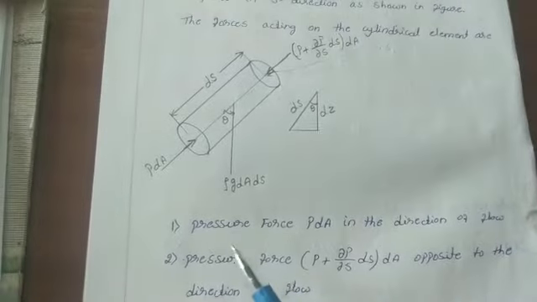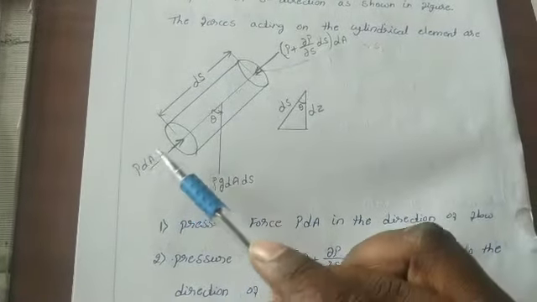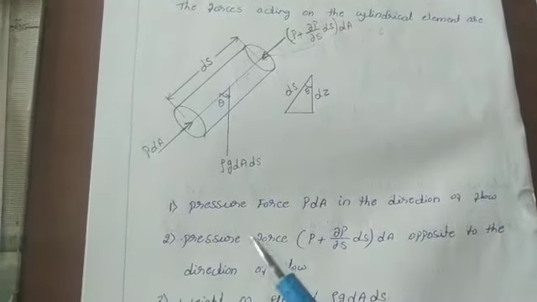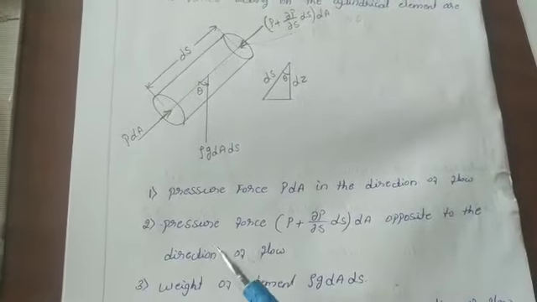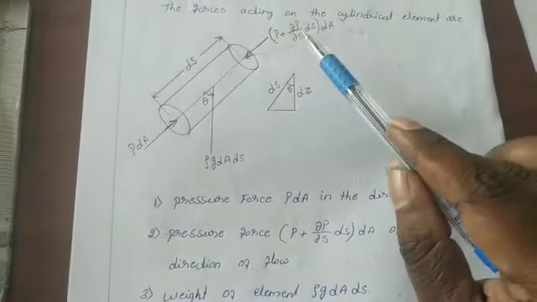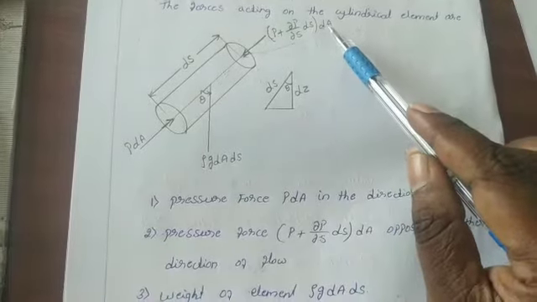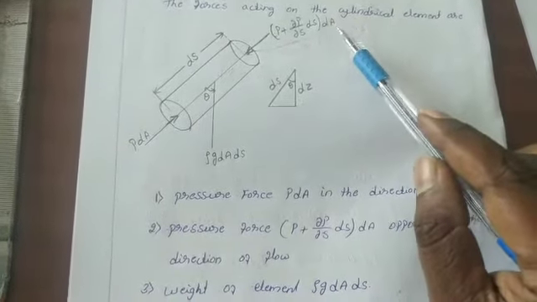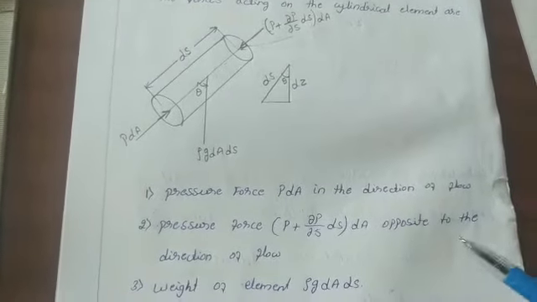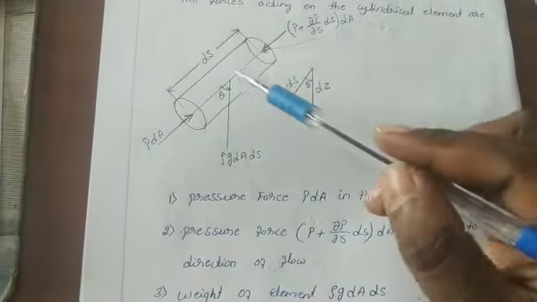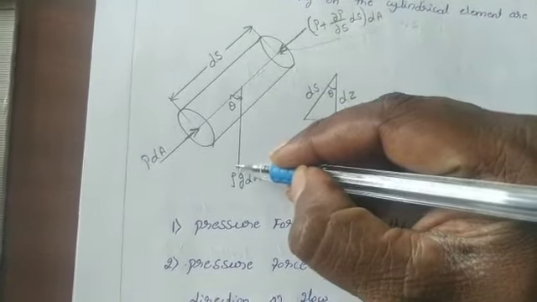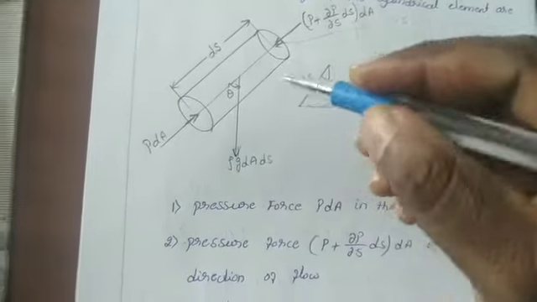The first one we call the pressure force, P dA, in the direction of flow, and also the pressure force in the opposite direction, that is P plus dou P by dou s into ds, into dA. This is the expansion according to the Taylor series. That acts opposite to the direction of flow, and there is also the weight, which acts in the downward direction.